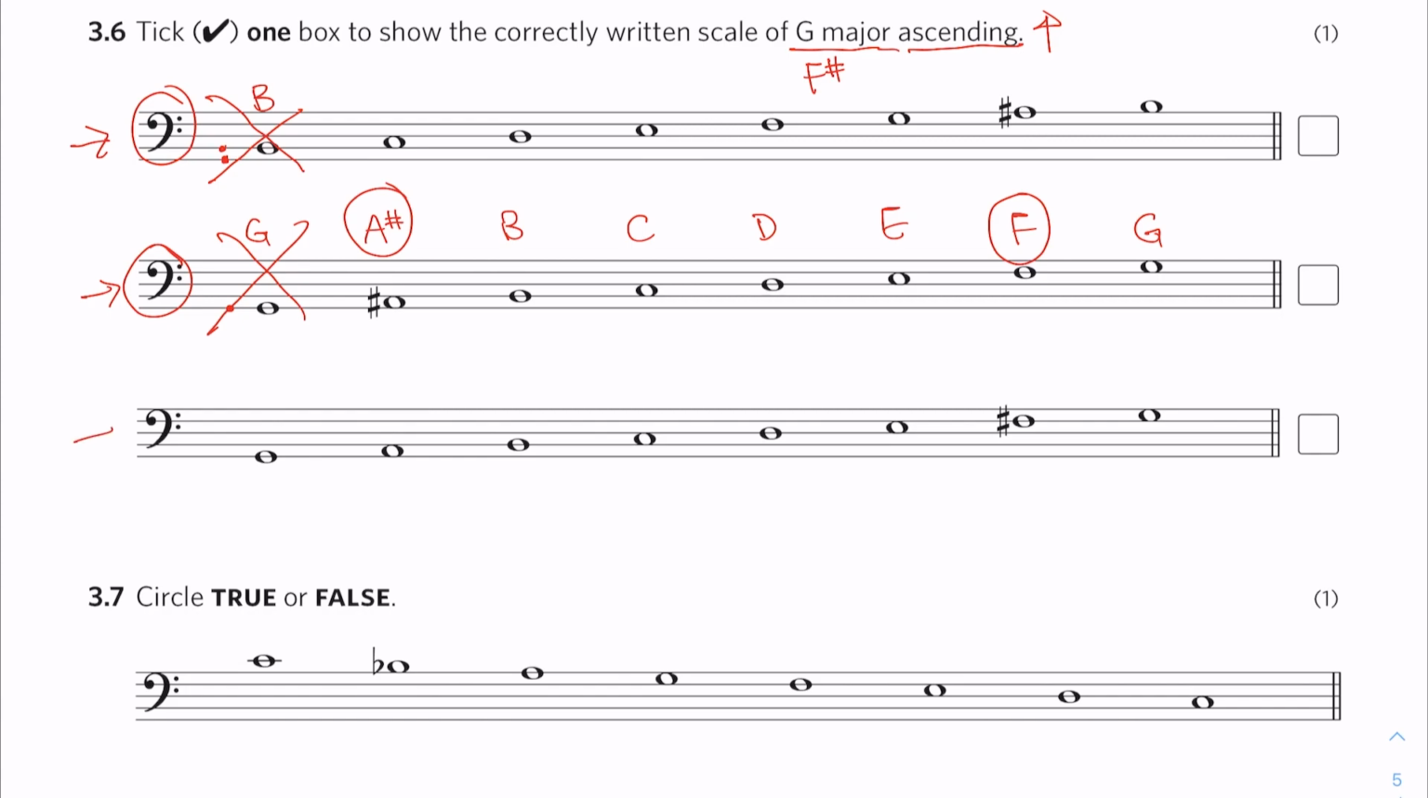All right, last one. We've got bass clef again. We start with G. Again, G, A, B, C, D, E, F sharp, G. This time we do have F sharp, so it looks like it's correct. Then this is the correct answer.